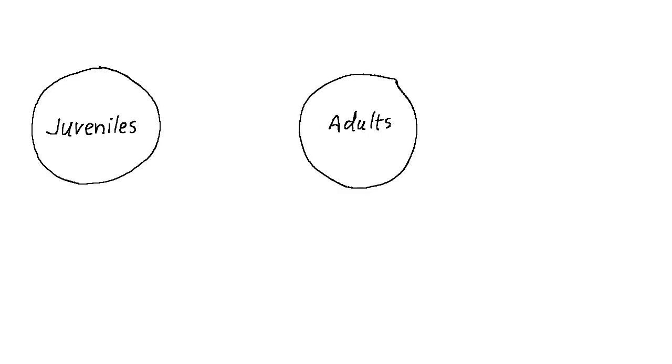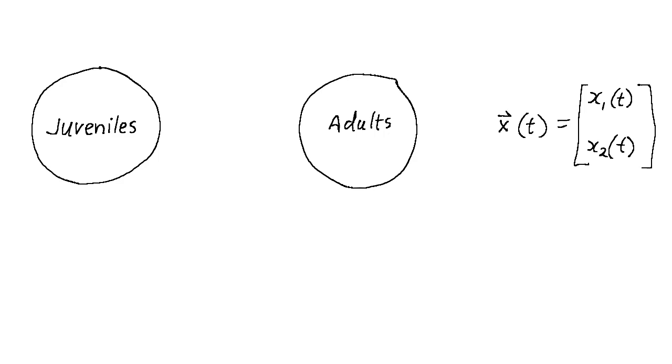Consider a population made up of two kinds of individuals, juveniles and adults. Let the vector x of t give the age distribution in the population at the beginning of year t. Specifically, let the first element of this vector give the number of juveniles in the population at the beginning of year t, and let the second element give the number of adults in the population at the beginning of year t.